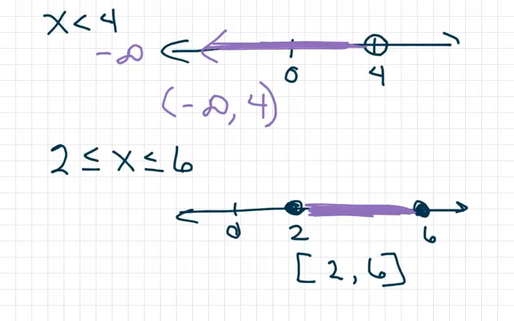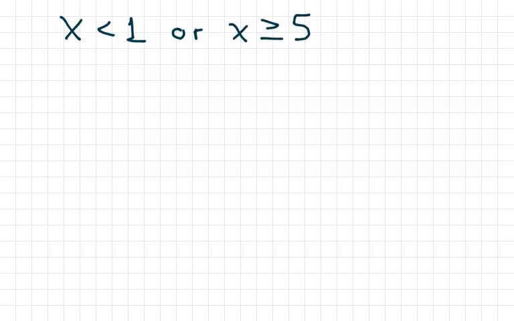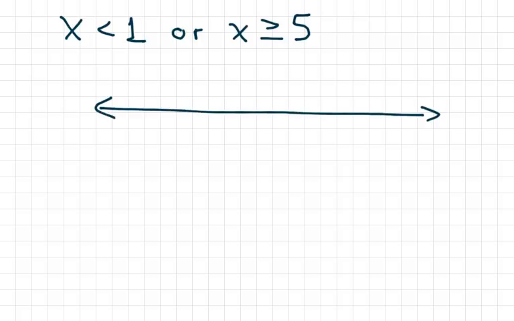Alright. Let's do an OR statement. This one, we have x is less than 1 or x is greater than or equal to 5. So I'm going to write this down and kind of draw it. Here's my 0. Here's a 1. I'll put 5 down here. Maybe I should make this a little longer.